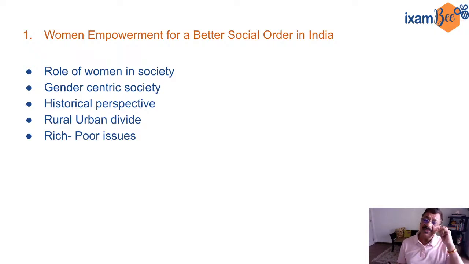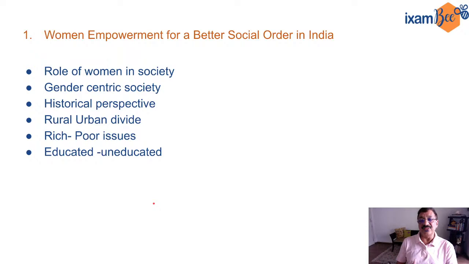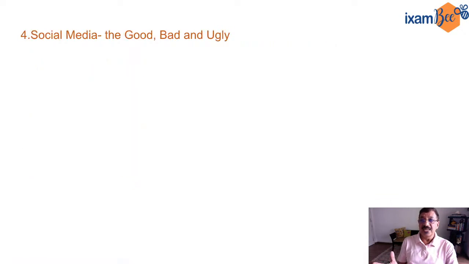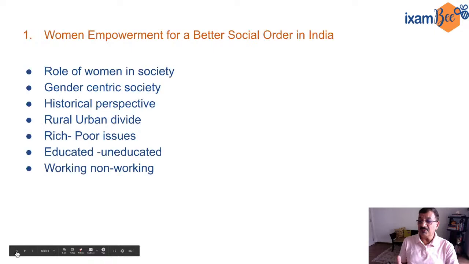Now, there will be a lot of issues. You see, I have written down six, the educated and the uneducated. So you can see a thread and a transition. I put the women in a historical perspective, then rural, urban, rich and poor, educated, uneducated. So I keep moving back and forth and I'm trying to say with this kind of a society, what is needed to empower our women. Then you have working and non-working women. So we have 7 points here.